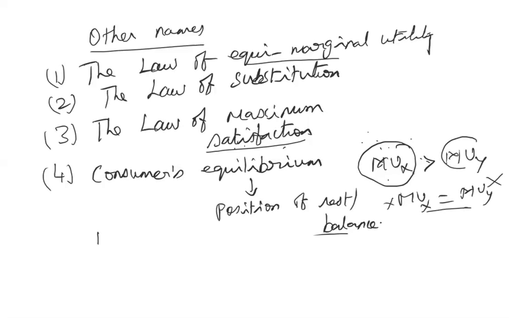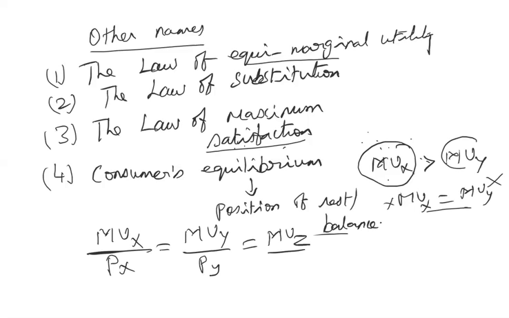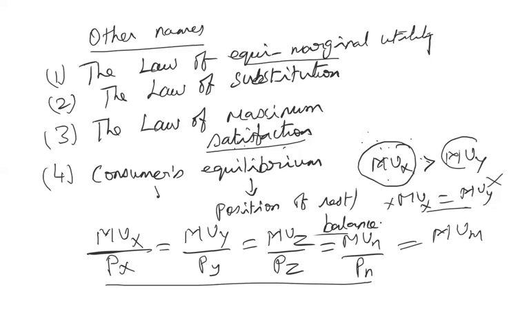The formula for that is MU of X divided by P of X, which must be equal to MU of Y divided by P of Y, which must be equal to MU of Z divided by P of Z. For n number of commodities, MU of n divided by P of n must be equal to MU of M, that is the marginal utility of money. That's why I told you, whatever money income he keeps in the form of savings, if he reaches this condition, he will be in the equilibrium position. That's why it is called the consumer's equilibrium.